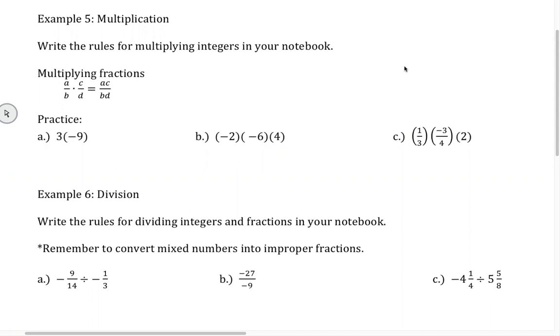All right, 3 times -9. I'll start you out because we're kind of boring. So that would be -27.